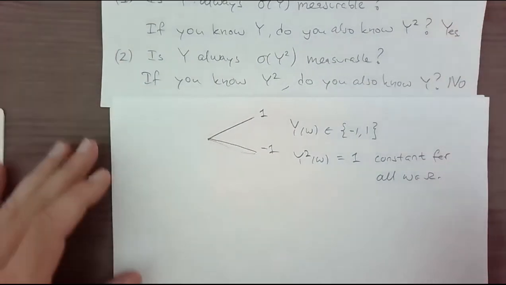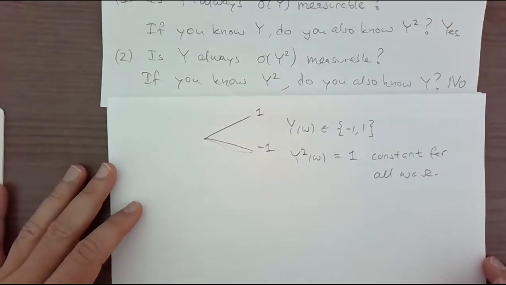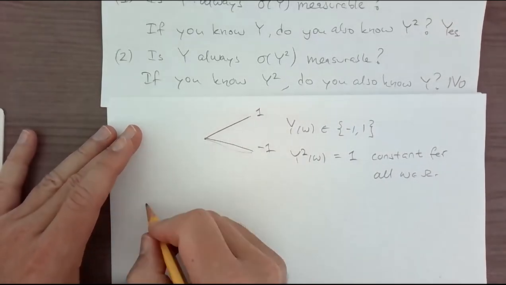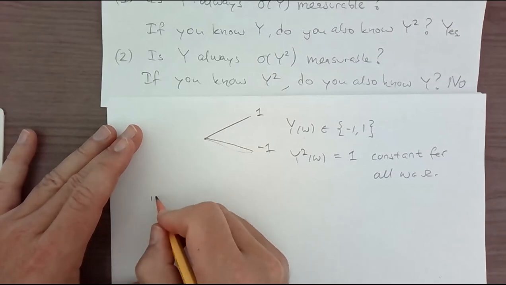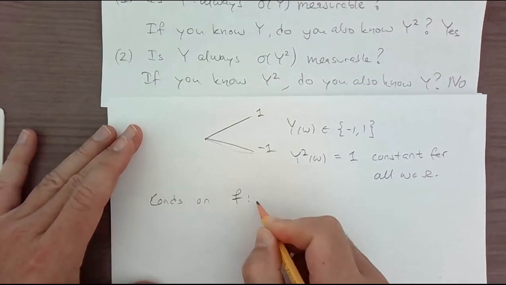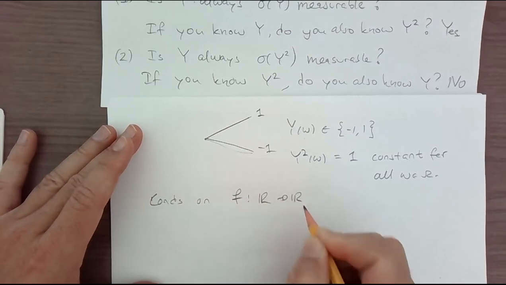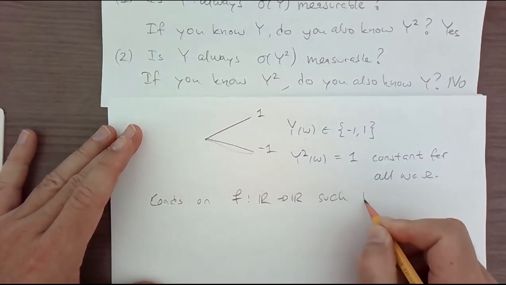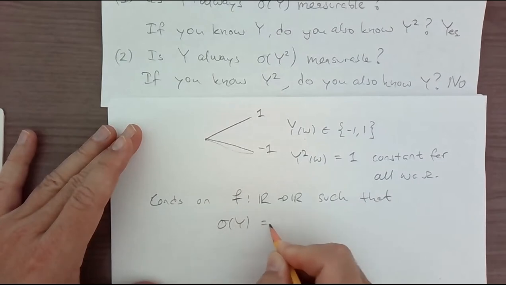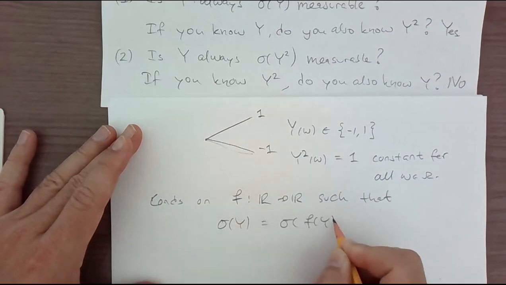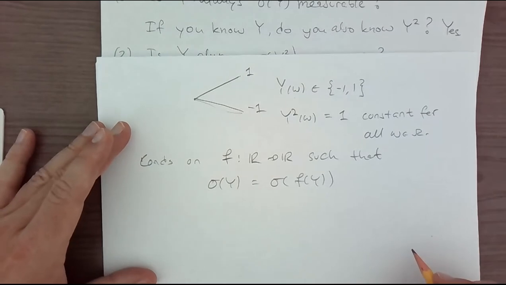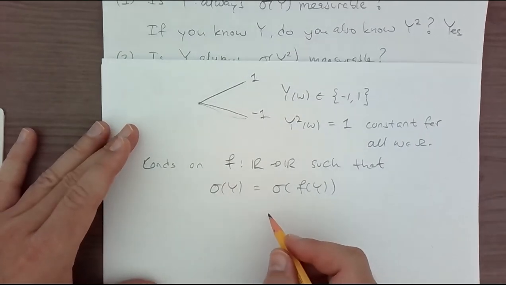So if it was y cubed, it would work. Yes, so for y cubed it would work. So you can ask: what are conditions on f such that the sigma algebra of y is equal to the sigma algebra generated by f of y? It would have to be 1-to-1 and onto.